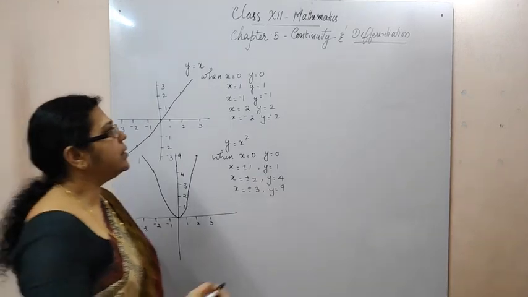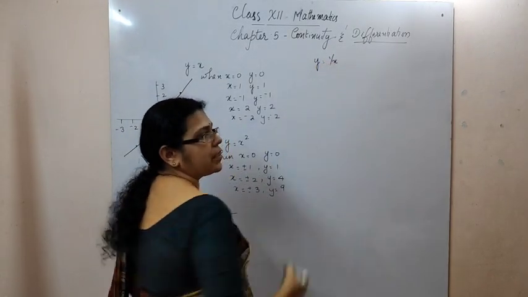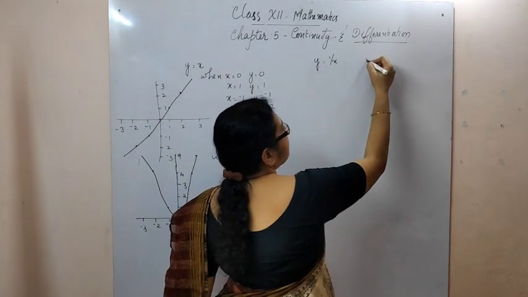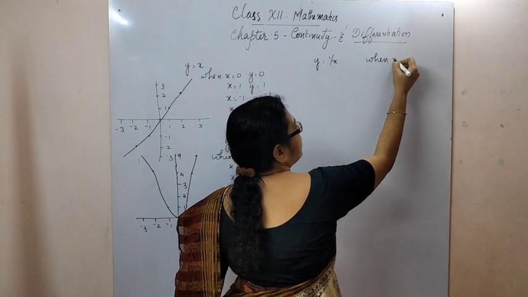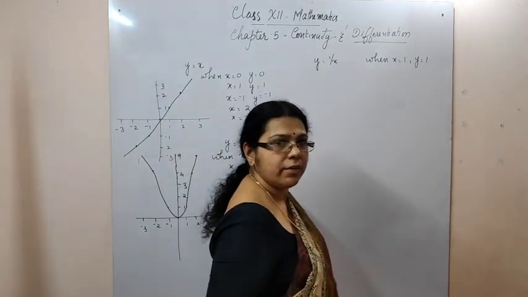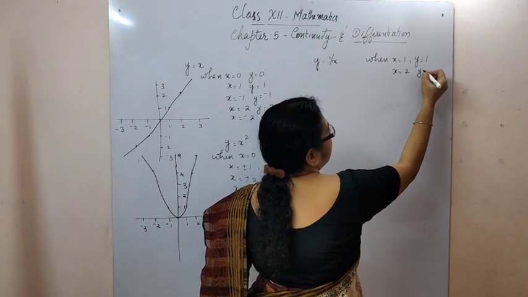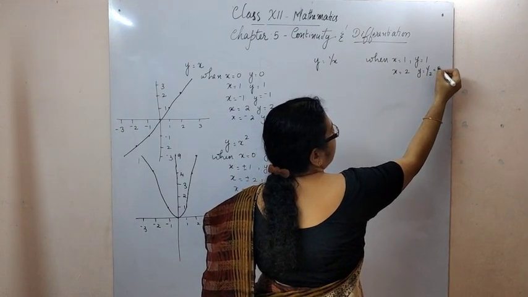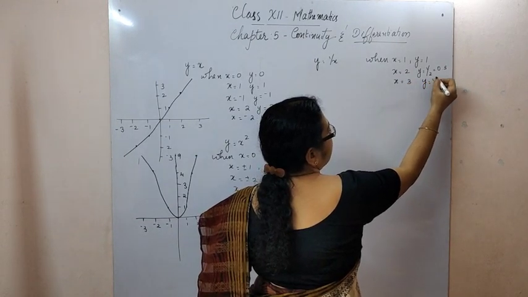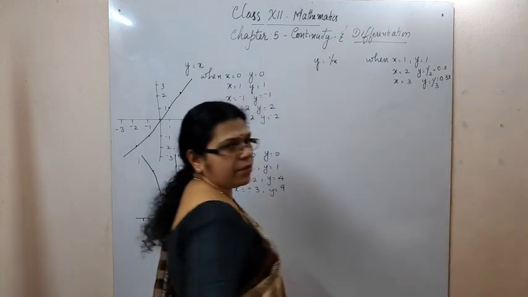Now, let's consider the function y is equal to 1 by x. This is yet another function, right? Now, when x is equal to 1, what is the value? y is 1 by 1. When x is equal to 2, y is equal to 1 by 2, which is 0.5. x is equal to 3, what will I get? y is equal to 1 by 3, which is 0.333, etc.